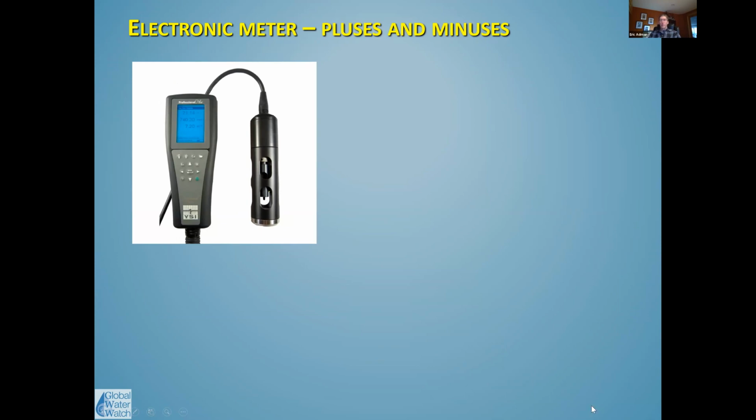So in terms of an electronic meter, cities, counties, some nonprofits use these. This is an example of one that we have that we use for certain applications. There's an electronic meter, and then there's a sensor probe that gets dropped in the stream. The plus side of these is that they're very precise and accurate, and they get you very rapid results.